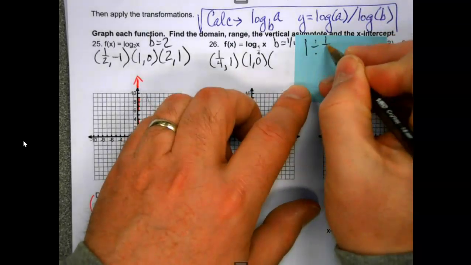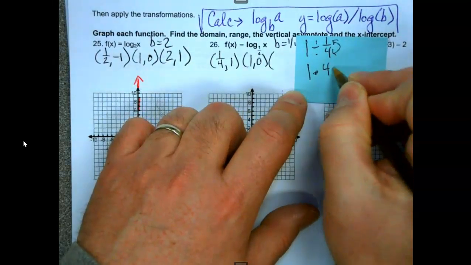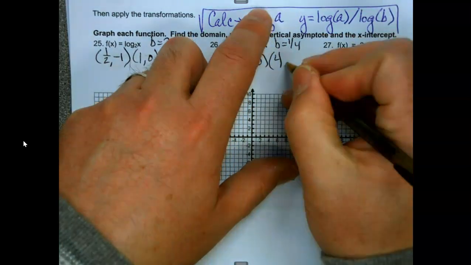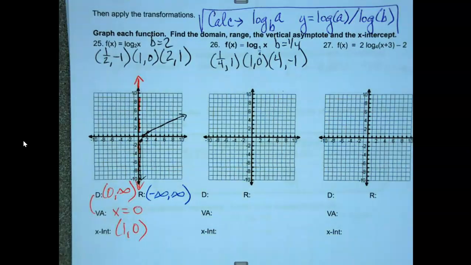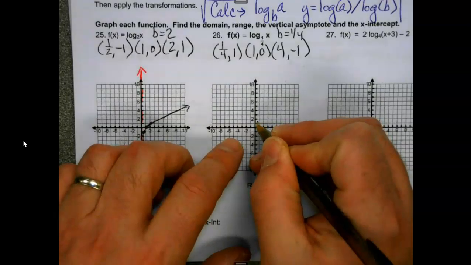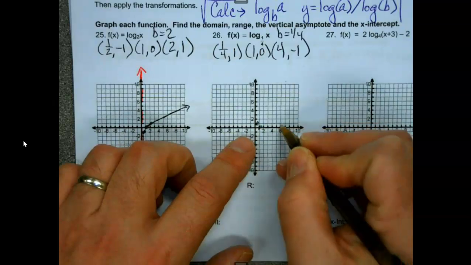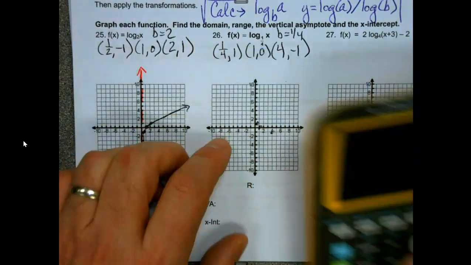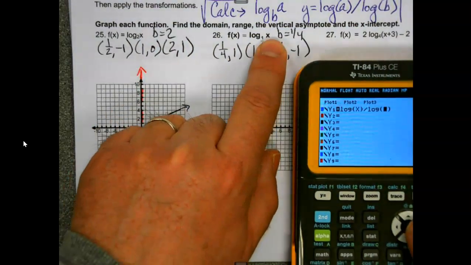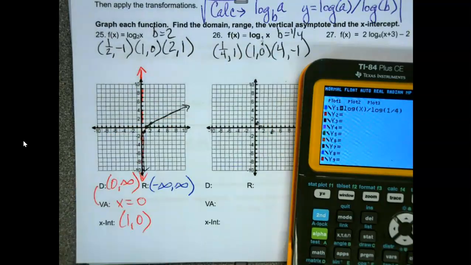1 divided by 1/4 is the same as 1 times 4, which is 4. So 4, -1 would be my third point, if I'm doing it that way. Again, that's going to be your call on something like this. Well, what if I'm doing it in my calculator? Okay. We're still going to have log of x starting, but we're going to finish with log of 1/4.